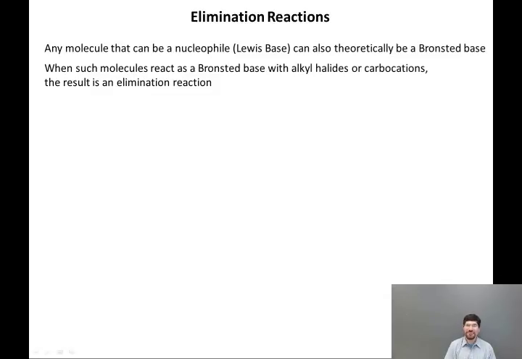So, as we've discussed several times, any molecule that can be a nucleophile, also known as a Lewis base, can also theoretically be a Bronsted base. The definition of both of those types of bases is such that the same sorts of molecules will fit into both categories. They're molecules that have lone pairs. It's just a question of whether the lone pair is reacting with a Lewis acidic site or removing a hydrogen that is Bronsted acidic. So when such molecules react as Bronsted bases with either alkyl halides or carbocations, the result is an elimination reaction.